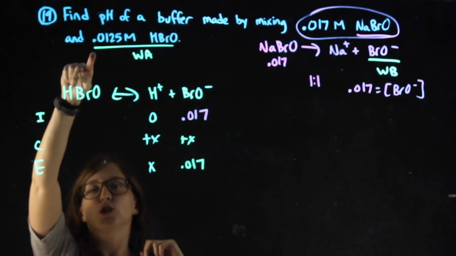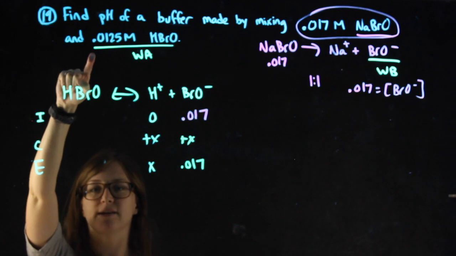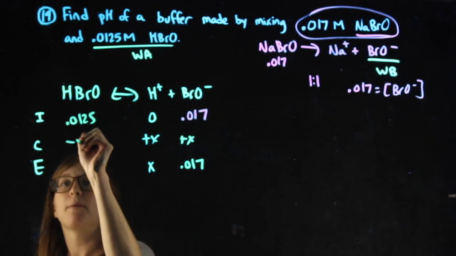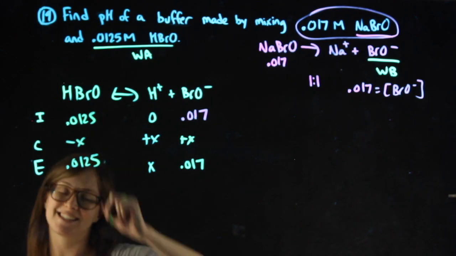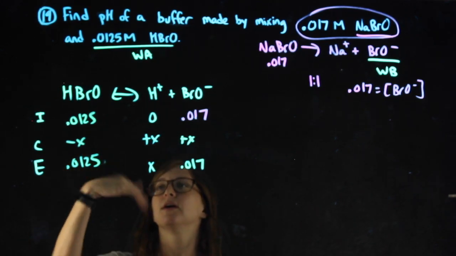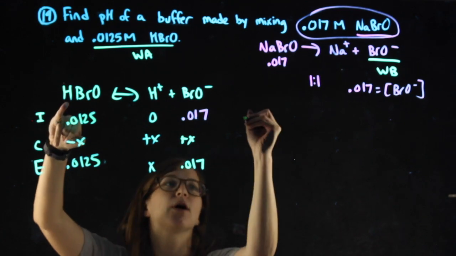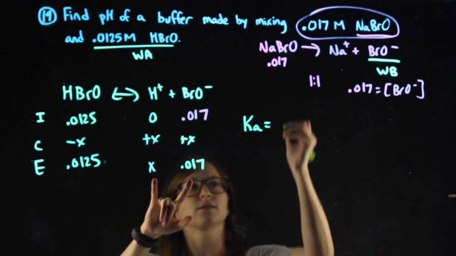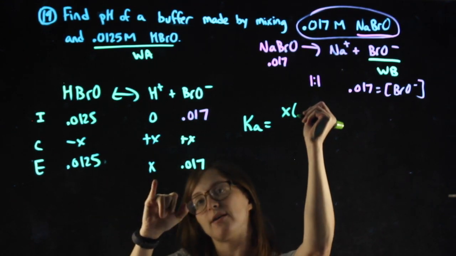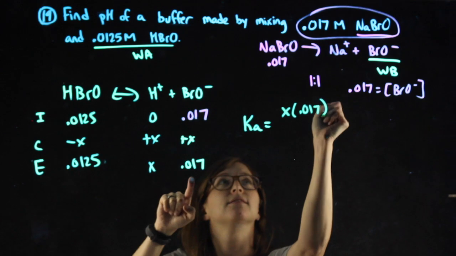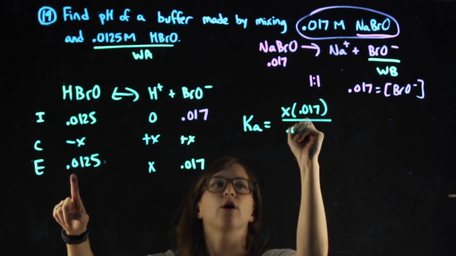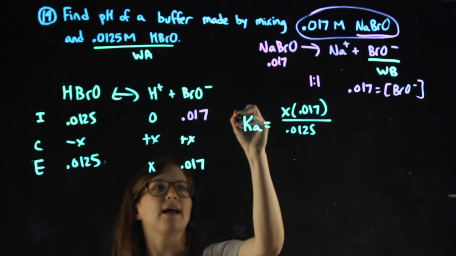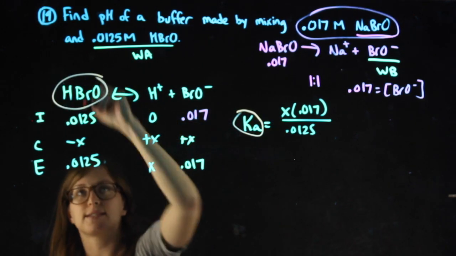For the weak acid, they just gave me its molarity. There are no ratios I have to worry about. I already know the initial molarity is 0.0125, minus X we say is still 0.0125. Since I used a weak acid to do a weak acid problem, I'm now going to do a Ka, which is products over reactants. Products are no longer X squared, it's X times 0.017. Reactants are 0.0125. The Ka needs to be the Ka value of whatever weak acid I dissociated.